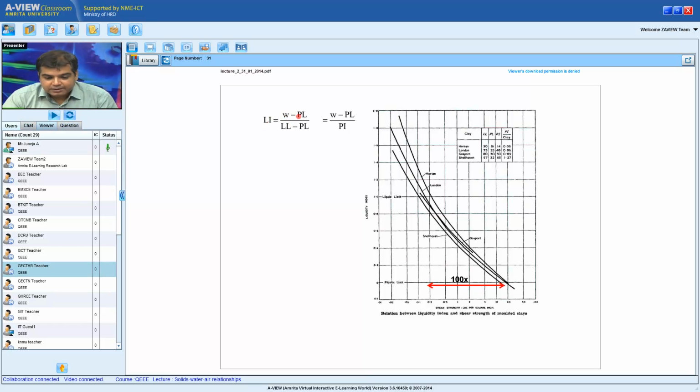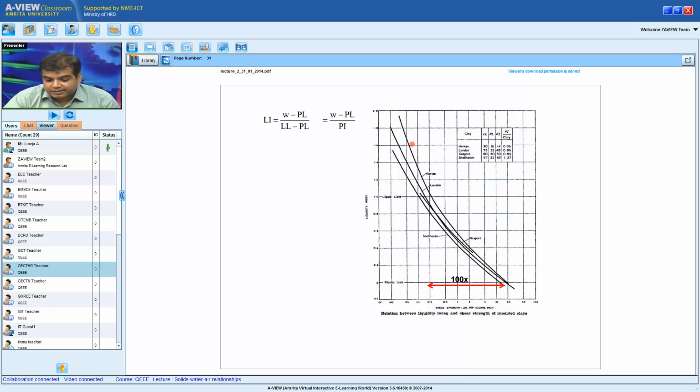Meaning it's water content minus plastic limit divided by the plasticity index. So in other words, if liquidity index is 1, it means my water content is the same as liquid limit. So at liquid limit, my liquidity index would be 1. What about plastic limit? Plastic limit minus plastic limit, 0. So at plastic limit, my liquidity index is 0. It's a good number to remember because it gives a feel of the strength of the soil.